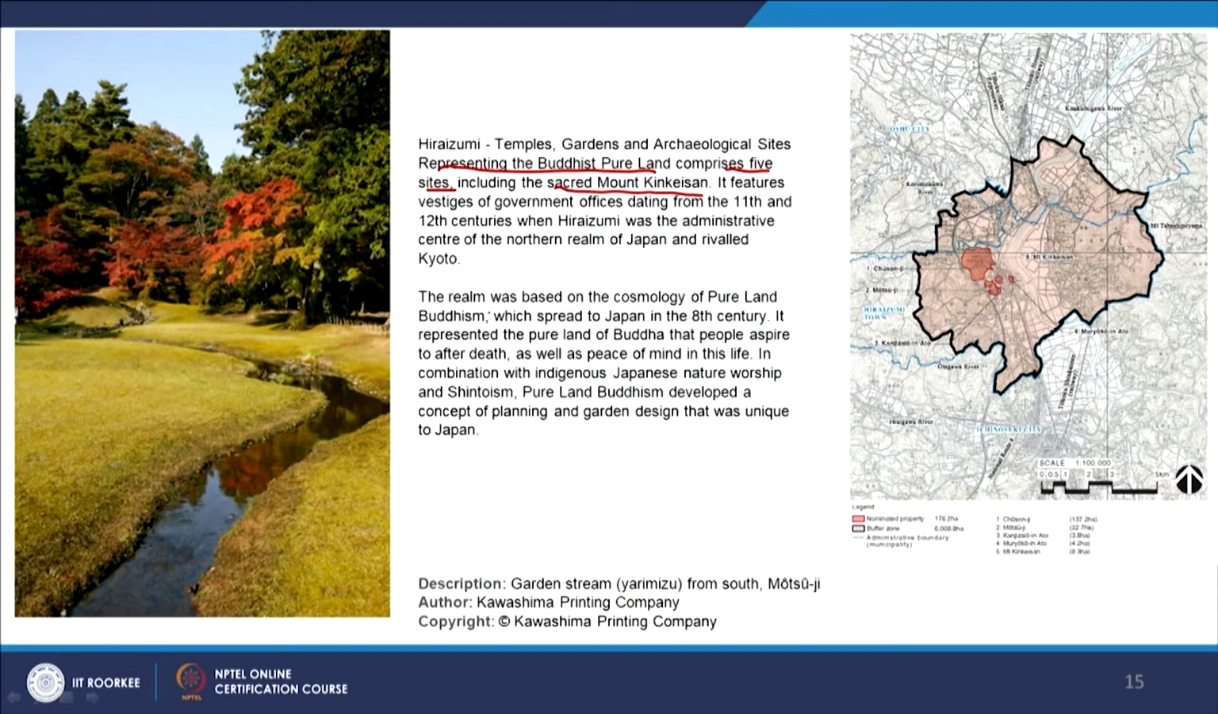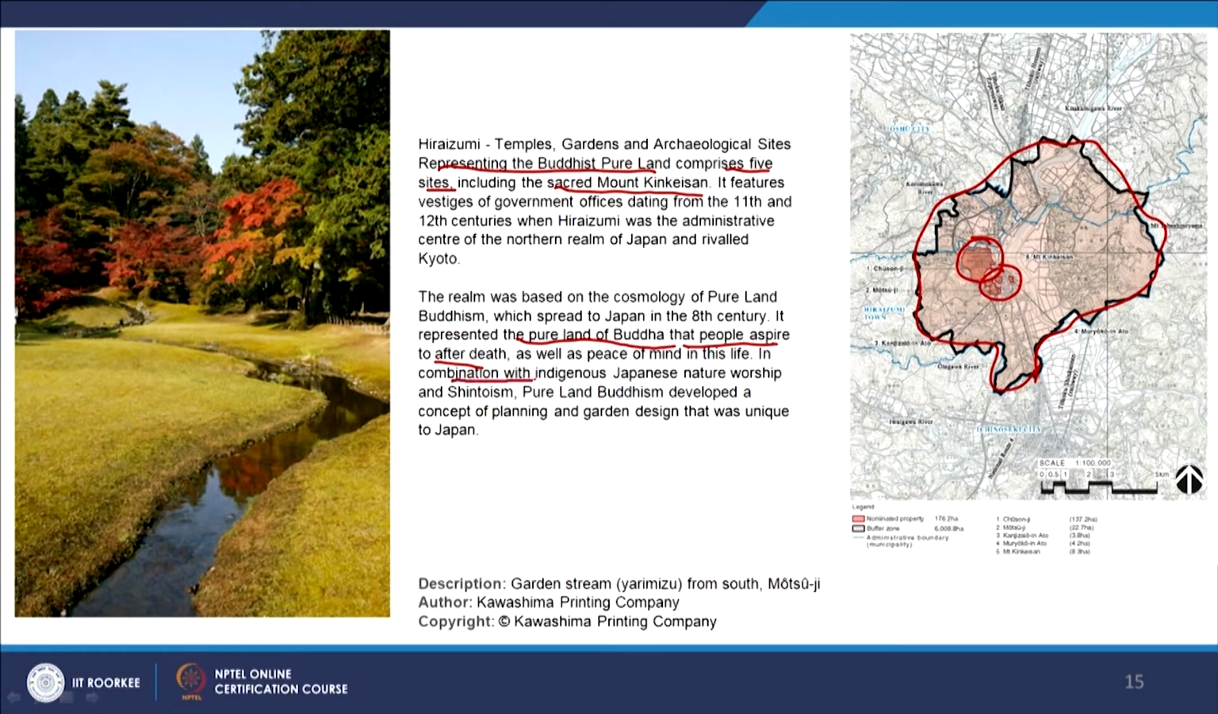This realm was based on the cosmology of Pure Land Buddhism, which spread in the 8th century. It represented the pure land of Buddha that people aspire to after death, as well as peace of mind in this life. If you look at the map, you see the nominated properties here, and the immediate precincts have also been demarcated as a buffer zone, which will definitely have specific implications for the buildings and development control over there.